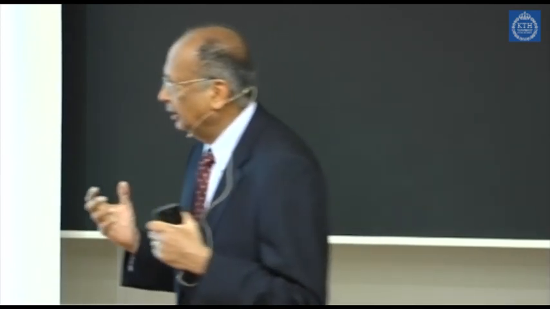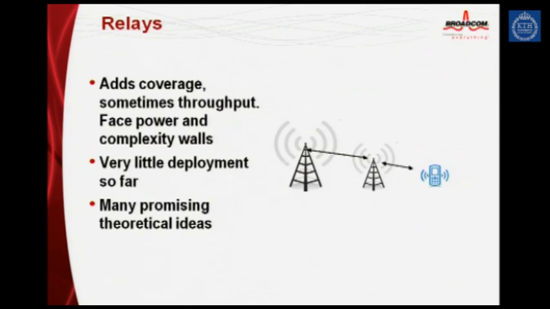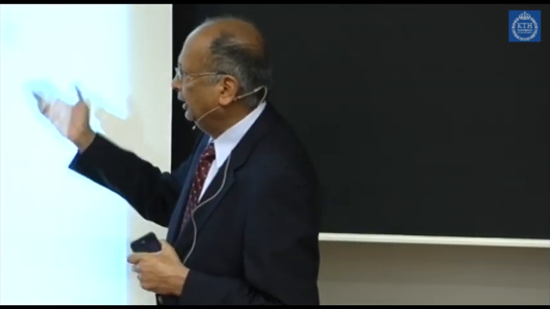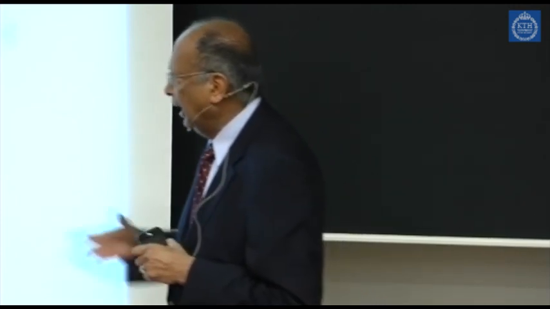But in those days, base station electronics was very expensive. Base station electronics was $200,000, a relay maybe $25,000. It made sense to put a relay, but when BTS electronics came down to $25,000, putting up a relay, the tower, and getting all the real estate for the tower was not worthwhile. So all the relay companies died out, and relays have disappeared.